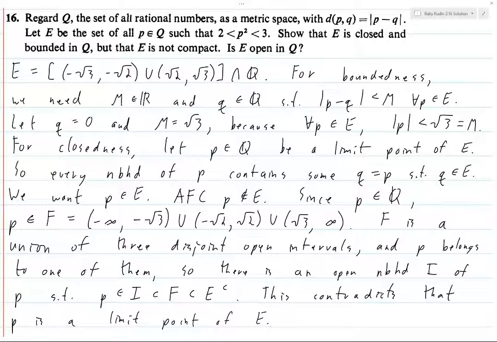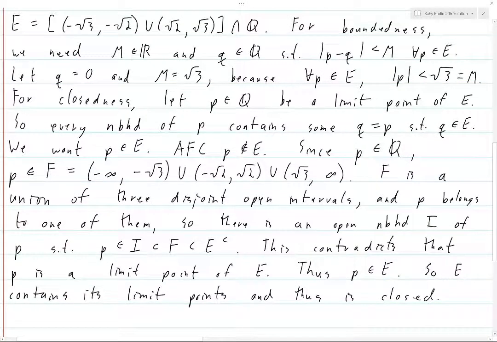And so E contains its limit points, all of its limit points, because this holds for any arbitrary limit point P. So E contains its limit points and thus is closed. Alright, so E is closed and bounded. Typically in R this implies compactness, but we're going to prove that it's not compact.